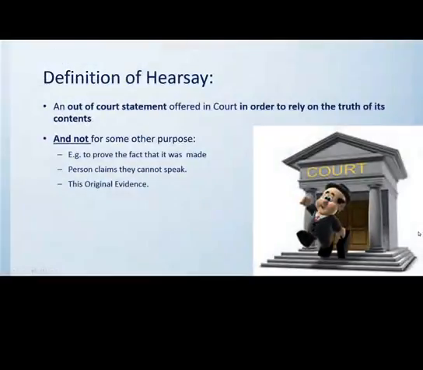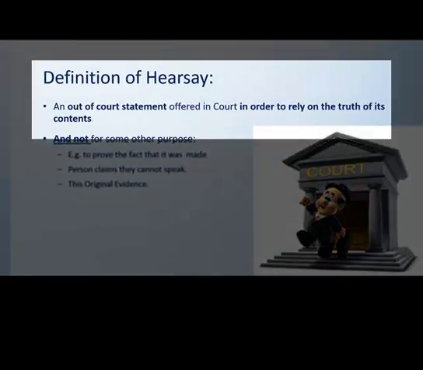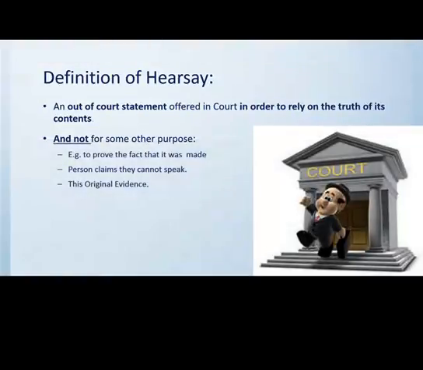So, the definition of hearsay. Hearsay is an out-of-court statement offered in court by the witness in order to rely on the truth of its contents, so to prove some fact that's contained therein, and not for some other purpose. For example, in order to prove the fact the statement was made, for example, in a scenario where a person claims they cannot speak, that's original evidence.